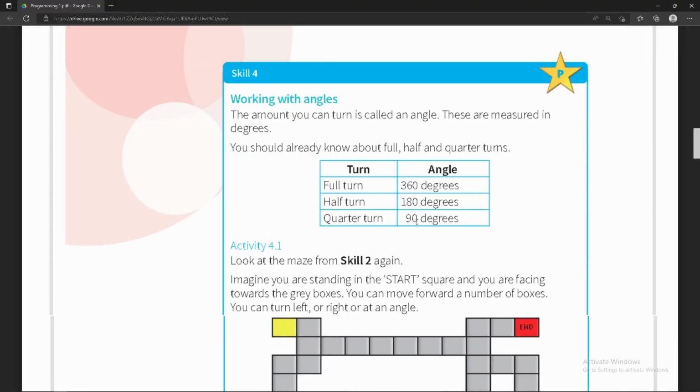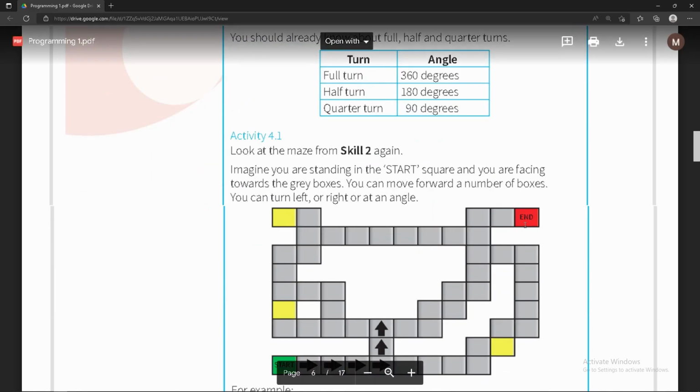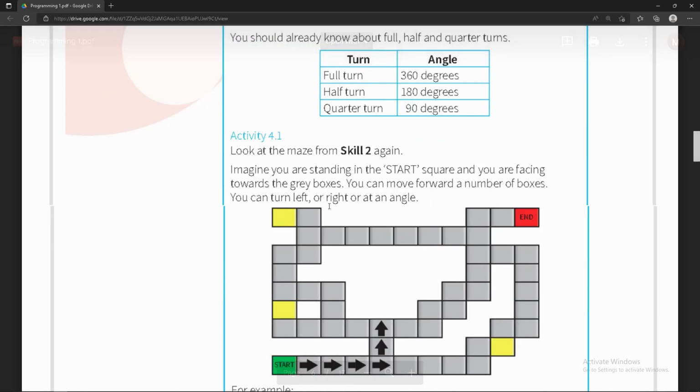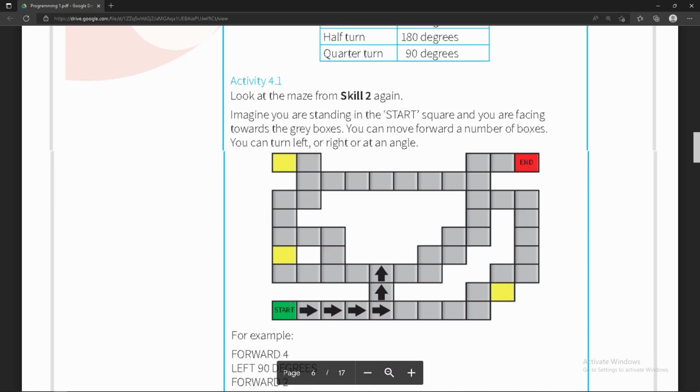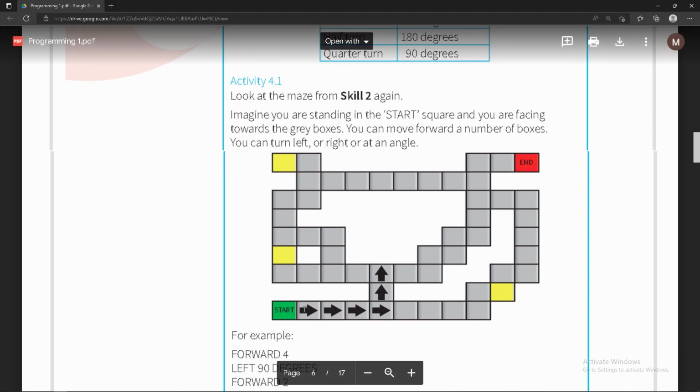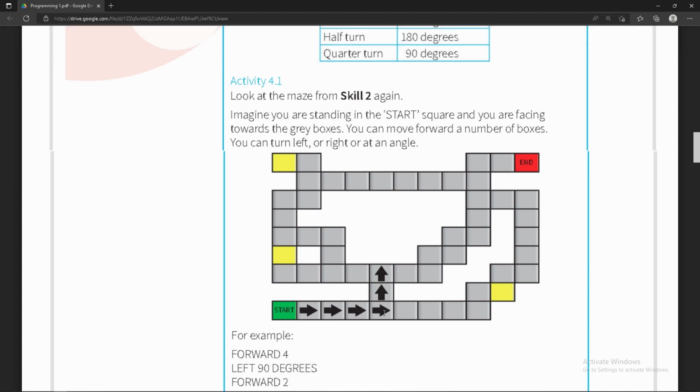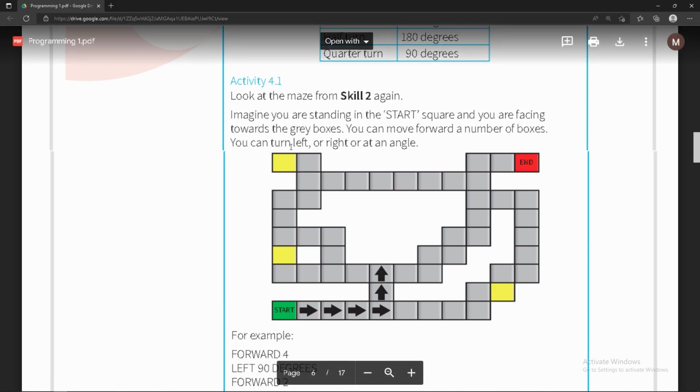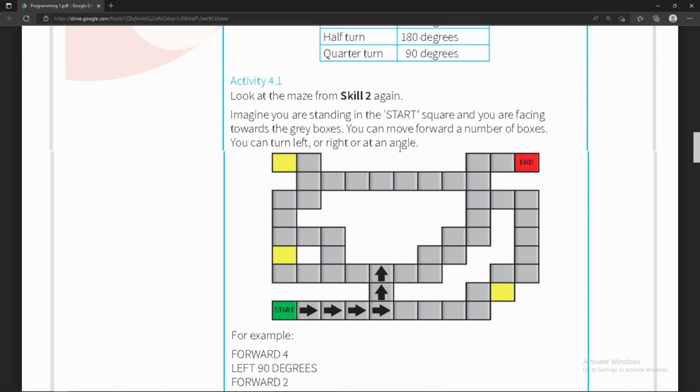Look at the maze from skill 2 again. So here they give us the maze again. Imagine you're standing in the start square and you're facing towards the gray boxes. So here we're facing towards that. So your eyes and head are here, and your eyes are looking in that direction. So you can see the direction of the arrows, and let's see what they say now. You can move forward a number of boxes. You can turn left, right, or at an angle.